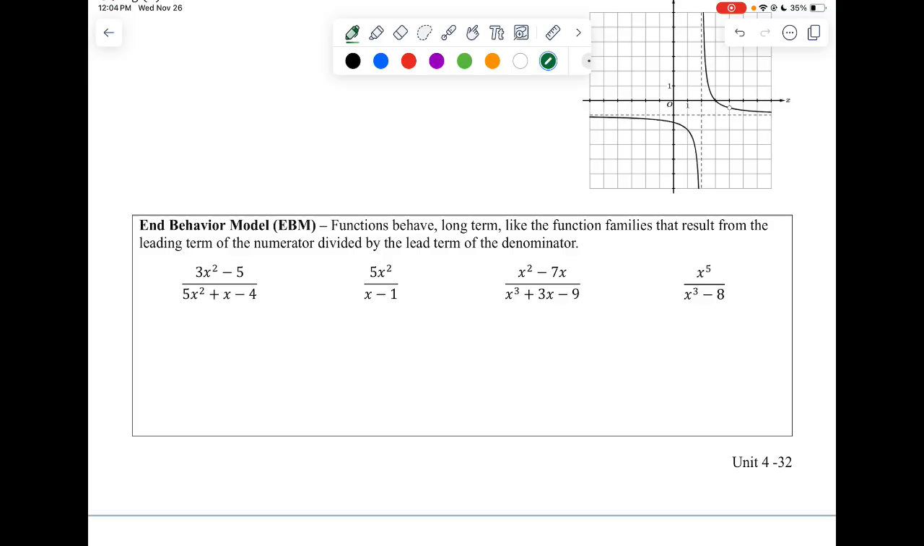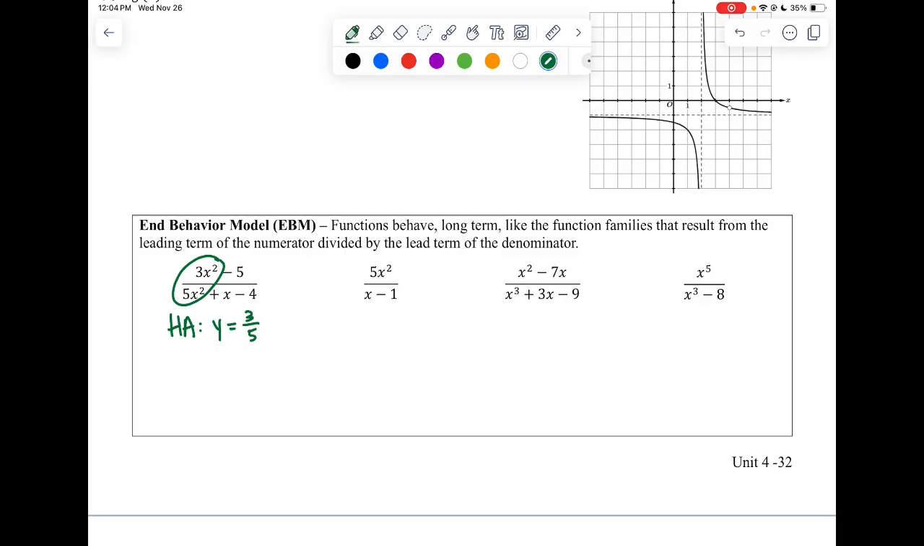All right, welcome back, everyone. So to take a look at this, let's go over it. Okay, so this first one, you probably said that this is going to have a horizontal asymptote, and that horizontal asymptote was going to be y equals 3/5. You knew that because looking at my leading coefficient, or my lead terms, the degree was the same, so it was going to be the ratio of the leading coefficients.